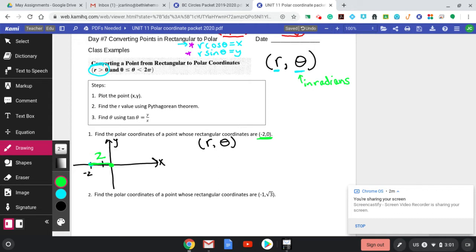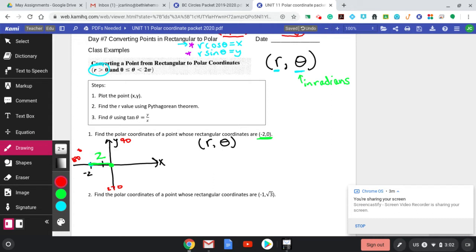Now what about theta? Where does this angle lie here? Remember, as you go around the circle counterclockwise, you have 90, 180, 270, and then back to 360. So this point is on what line? It's on the 180 degree line. But remember what I said at the beginning, it's got to be in radians.